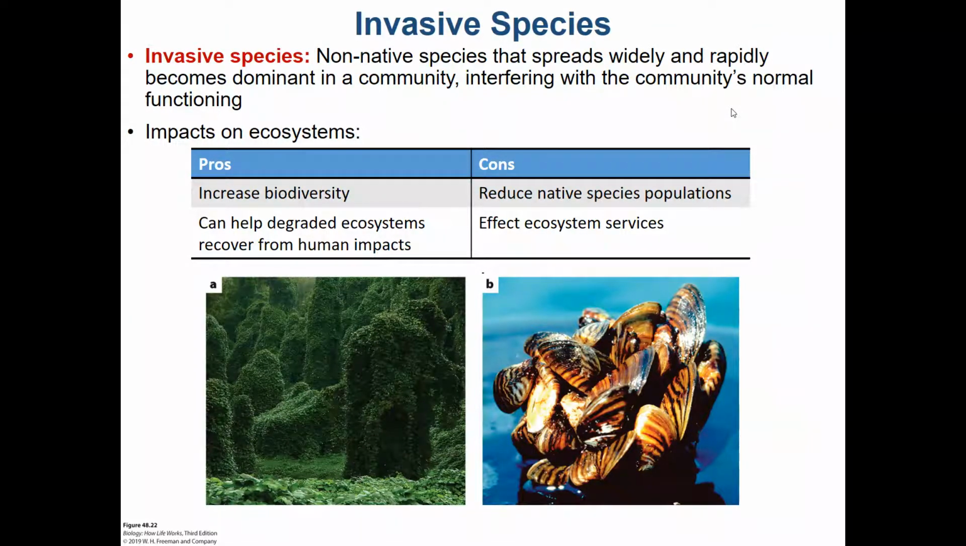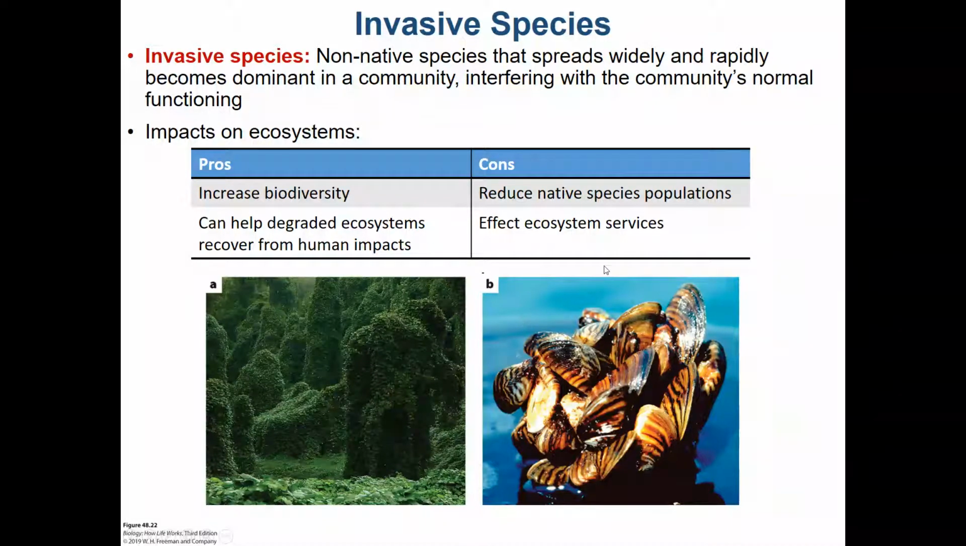Kudzu is a plant imported from Japan to help stop soil erosion, but now it covers more than 3 million hectares in the southeastern United States, displacing native plants through competition for space and resources. And so you can see in this picture how bad it can get if people aren't working to control it. It can totally cover everything, including all the trees in this area.